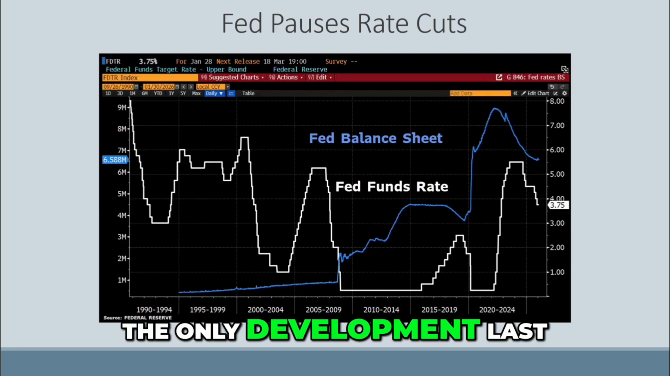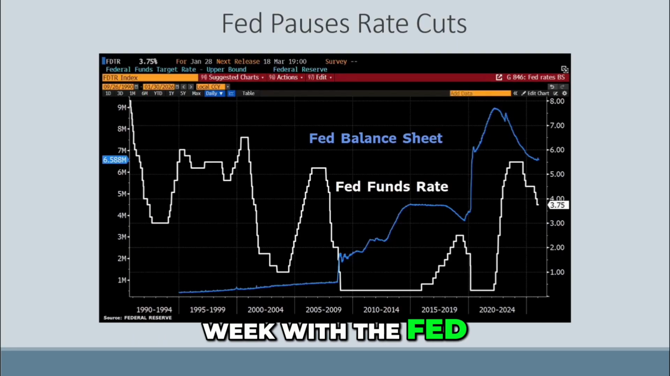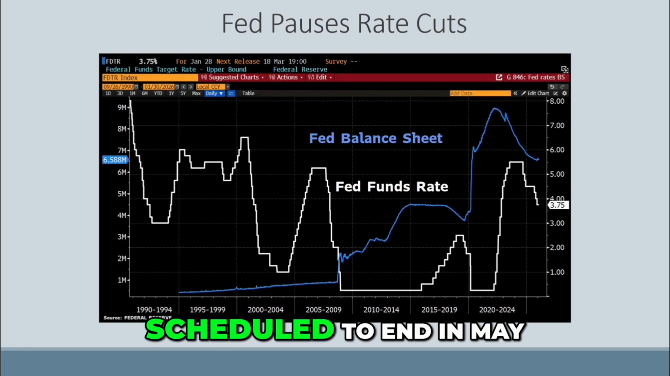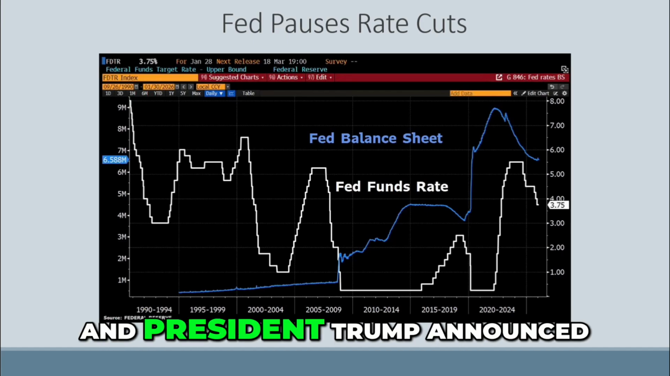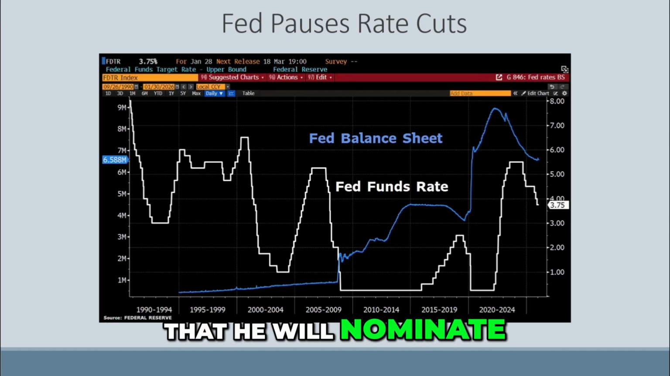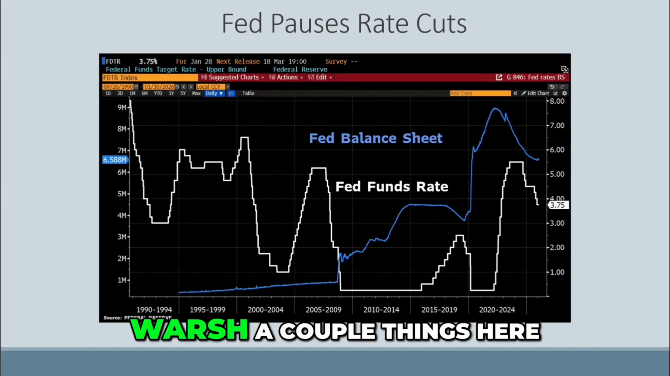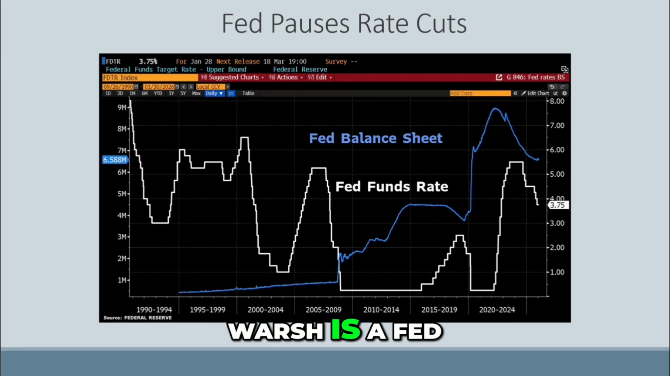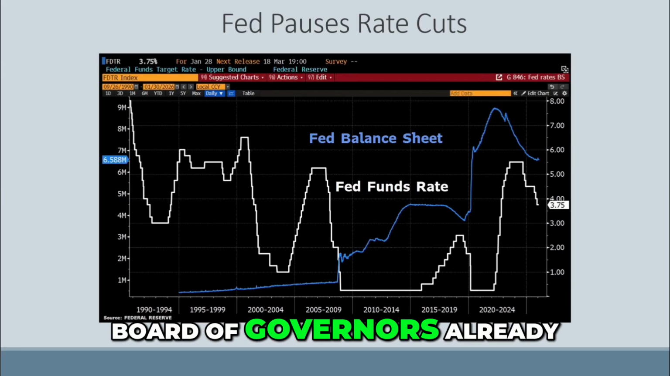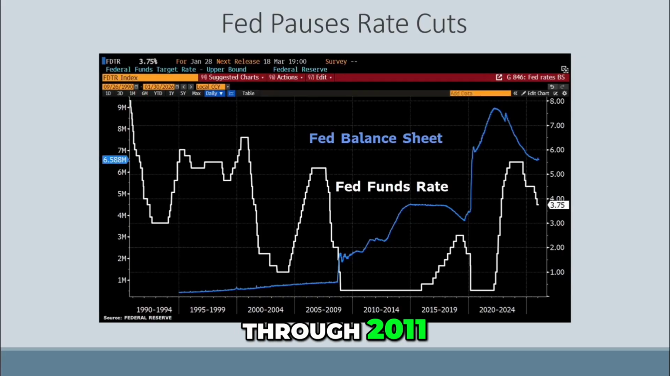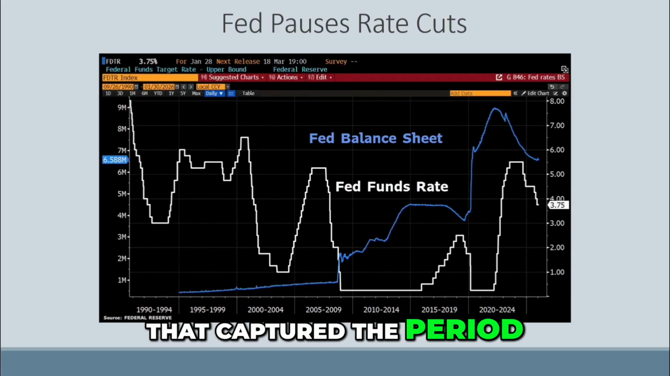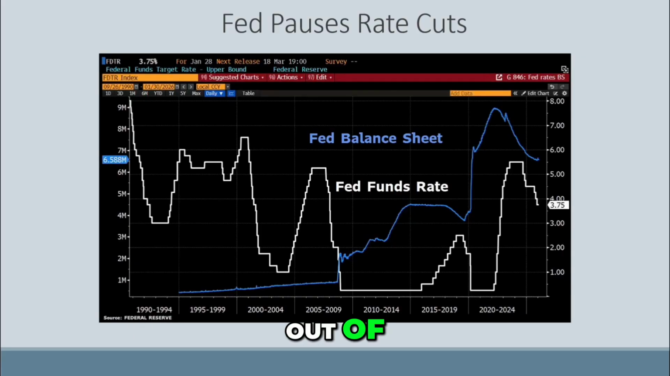But that was not the only development last week with the Fed. Investors were also confronted with news of the next Fed chairman. So Powell's term is scheduled to end in May, and President Trump announced that he will nominate Kevin Warsh to serve as the next Fed chair. Now, this is notable because Warsh, a couple things here. One, Warsh is a veteran of the Fed. He served on the board of governors already from 2006 through 2011. So that captured the period going into and coming out of 2008's financial crisis.